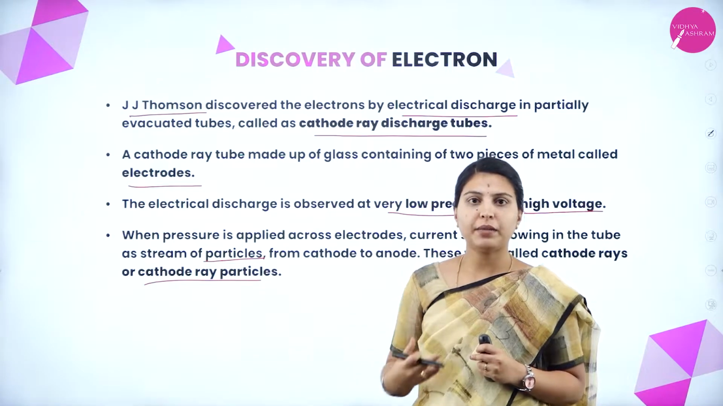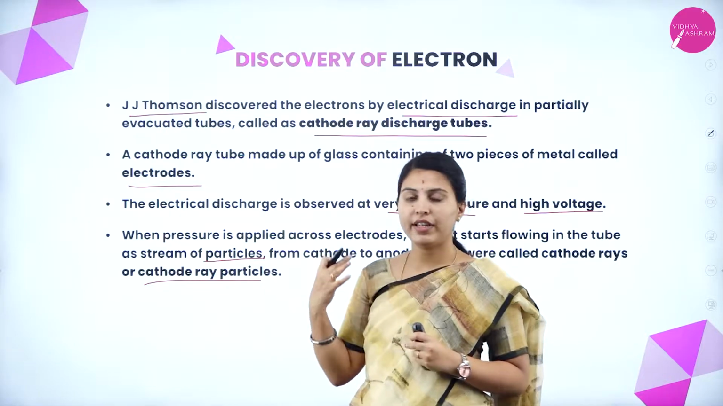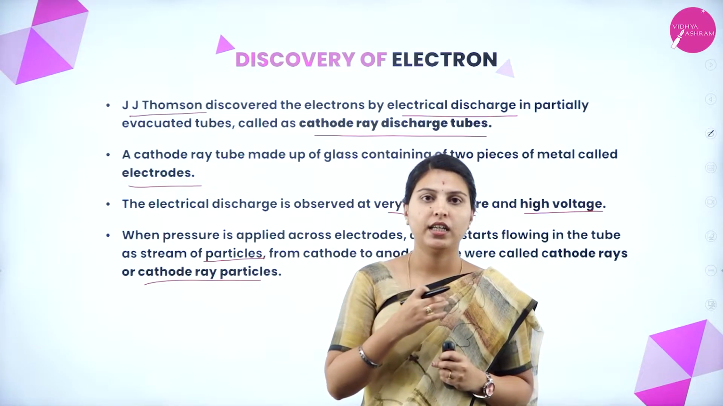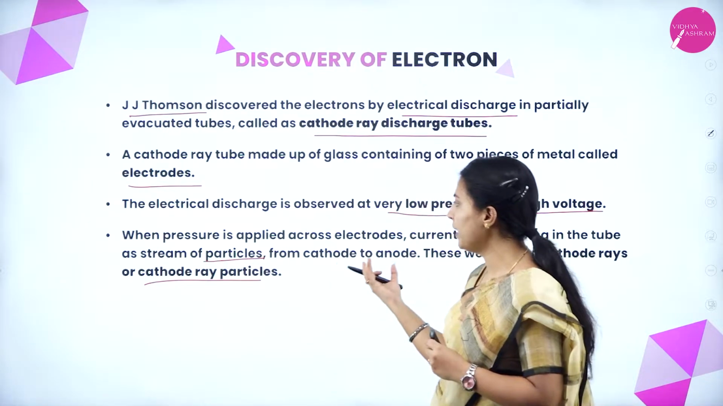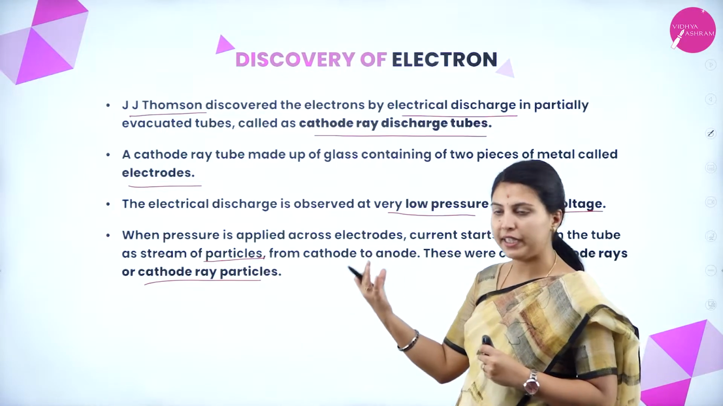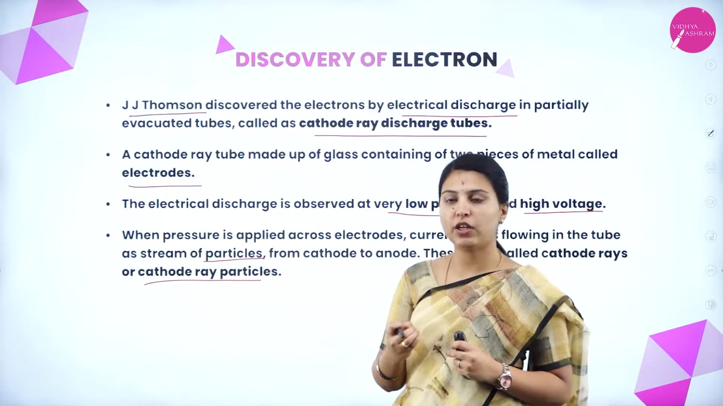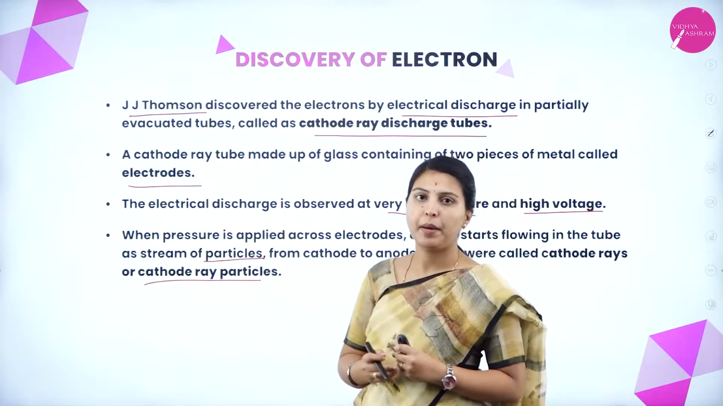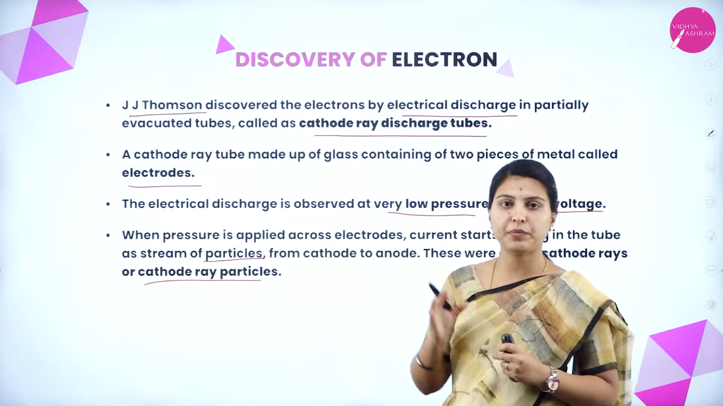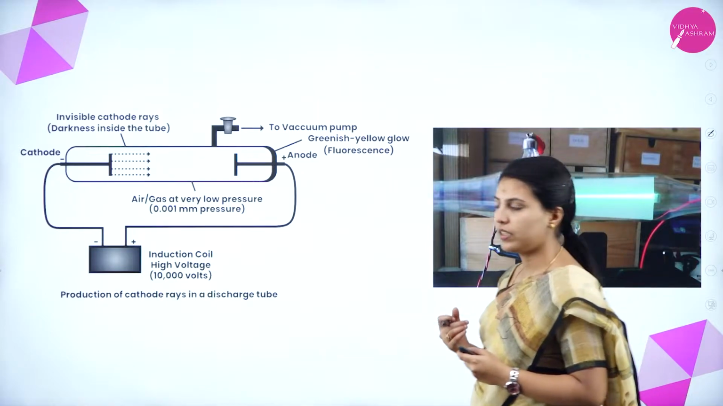First he set up the discharge ray tube, and when the pressure is applied in the discharge tube, what will happen? The current will pass as a stream of particles from the cathode to the anode. This stream of particles is called cathode ray particles. These are the experiment observations, but there are still results to come.